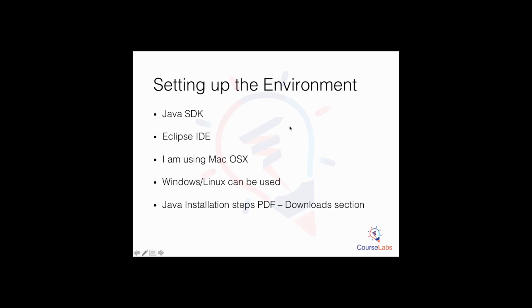Now, if you're using Linux, most of the Linux distributions also come with Java pre-installed. But if you're using Windows, you have to explicitly install it. If you are a Windows user, a PDF copy of Java installation steps has been provided in the download section. Please proceed to download section and download the PDF copy and follow the instructions to install Java in your Windows.